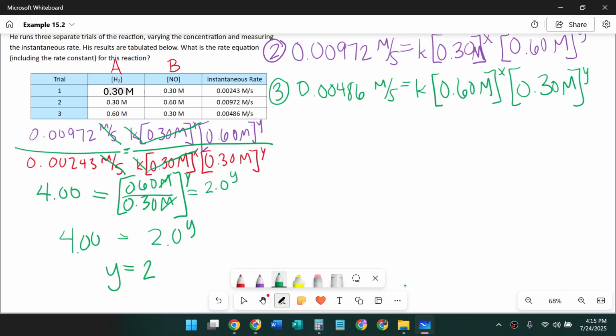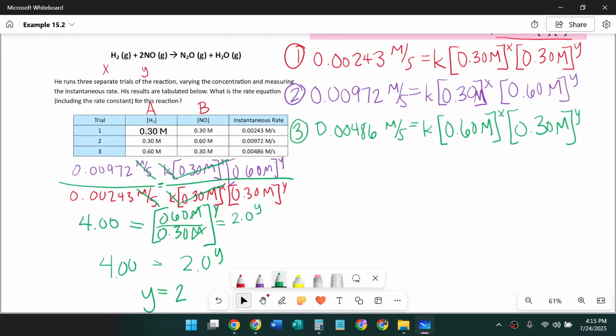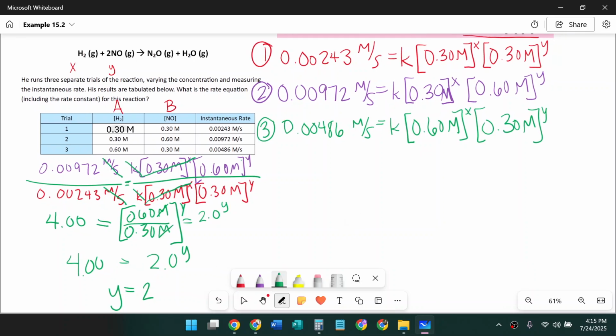All right, so we can do the same thing to find X. So let's take 2 of them. In this case, we got rid of the molarities that were raised to the X power because they were the same, which is right here. So to do the same thing to find the X, we need to get rid of the Y. So we need to find 2 Y's that are the same. So this one and this one are the same. So we're going to take this next set of equations and we're going to use trial 1 and trial 3 so that we can compare.